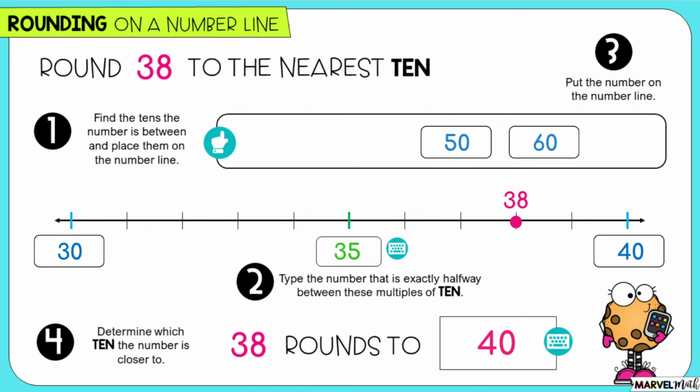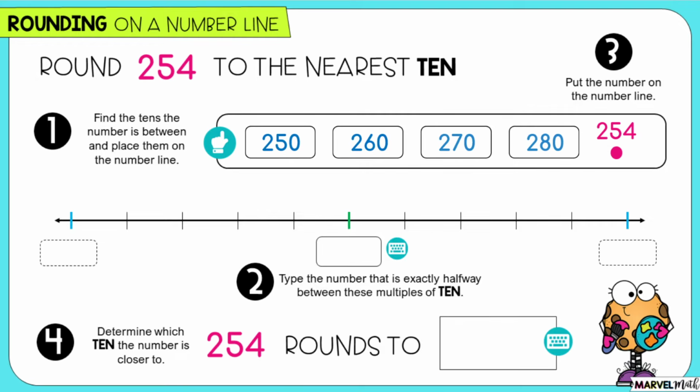Let me go ahead and show you another slide that uses some larger numbers. So we can round a 3-digit number to the nearest 10 as well. So here let's think about the number 254. Which tens is that number between? So it's between 250 and 260.